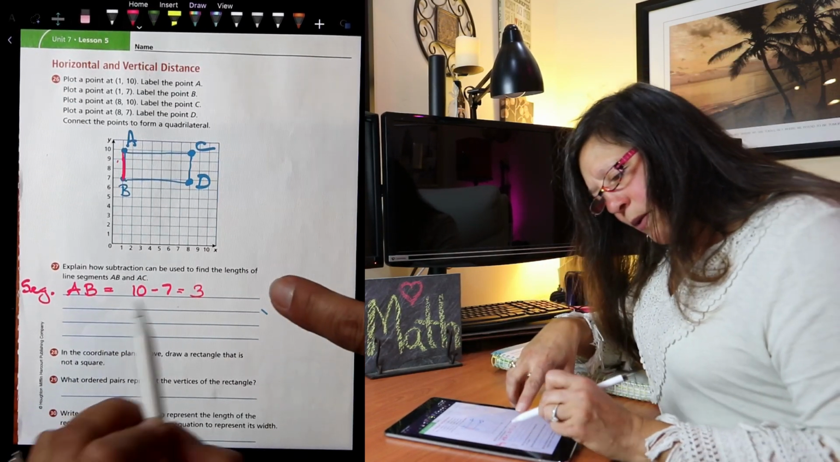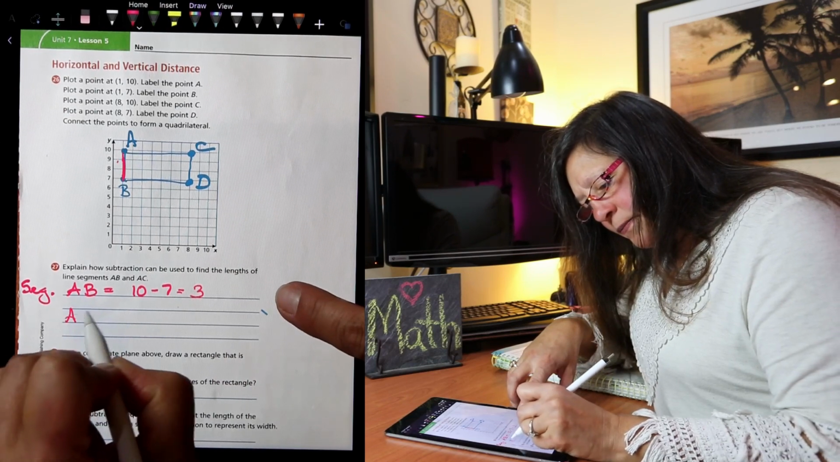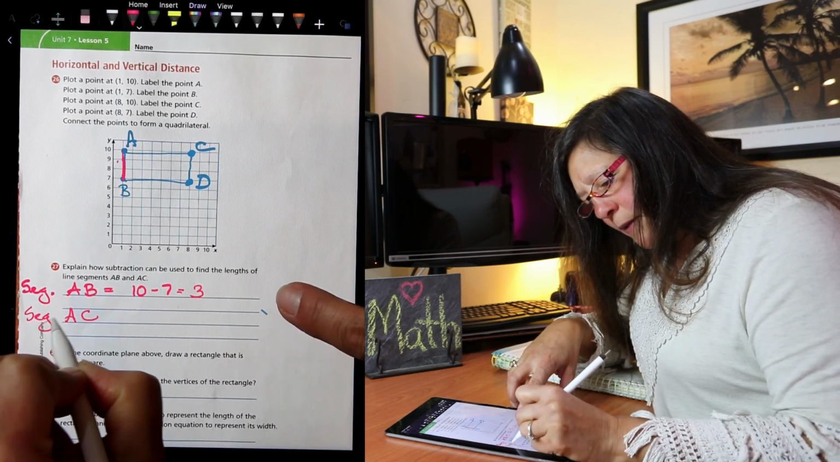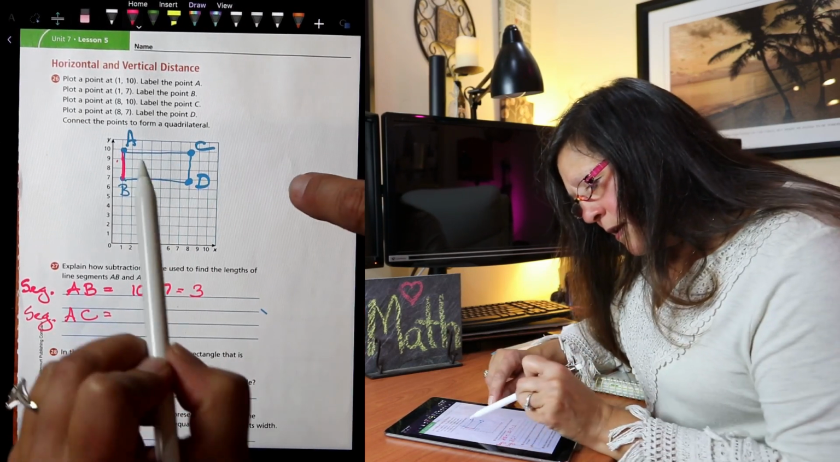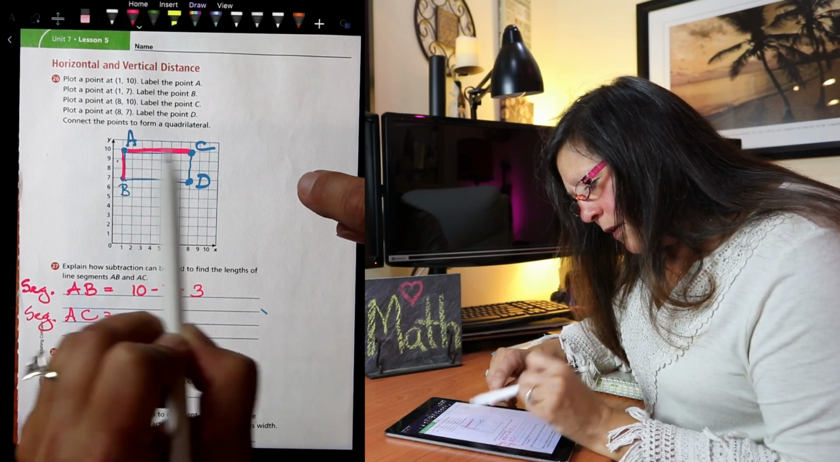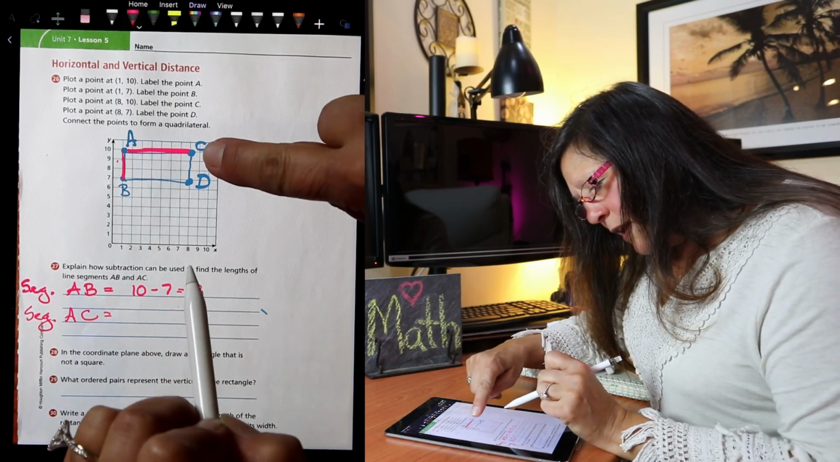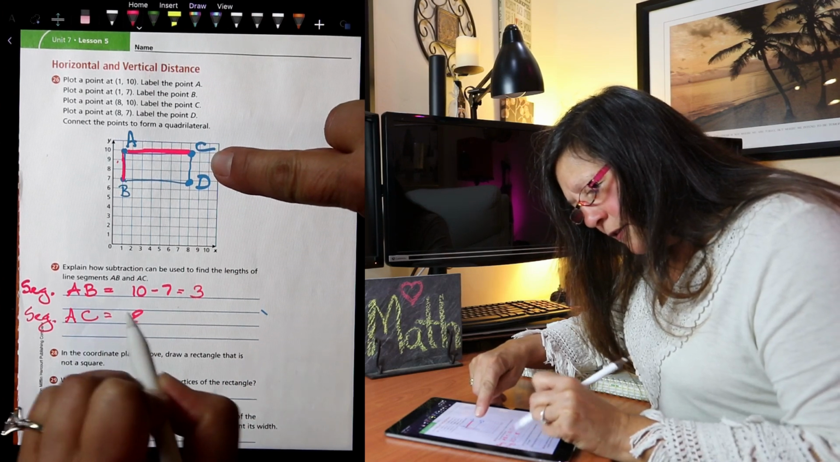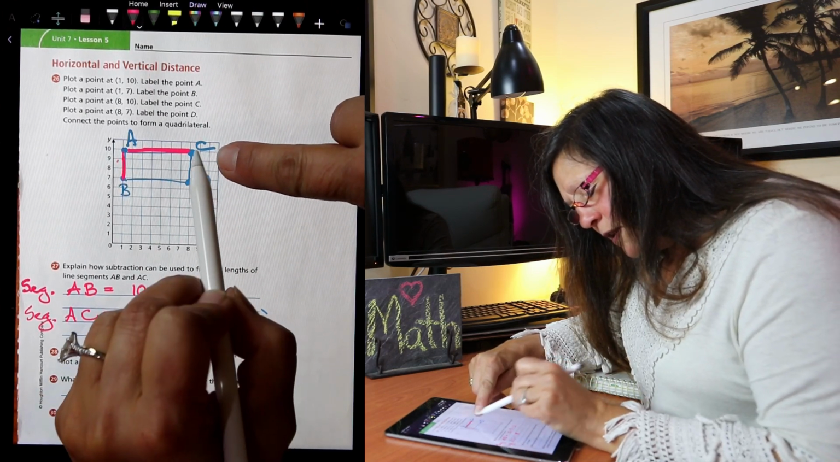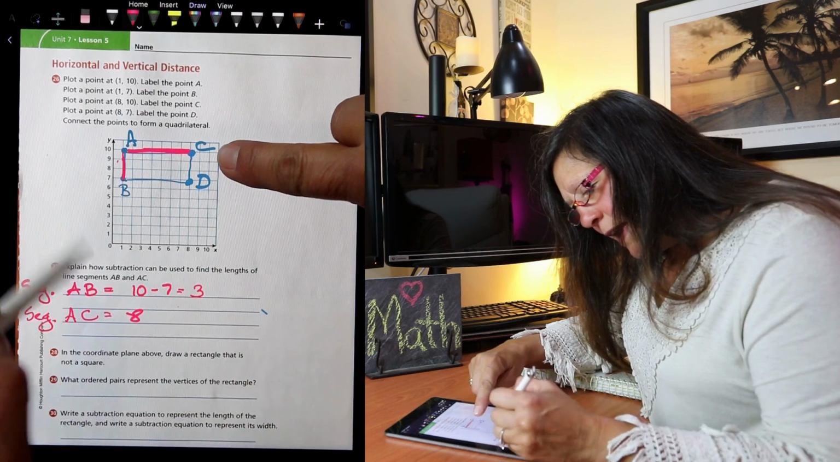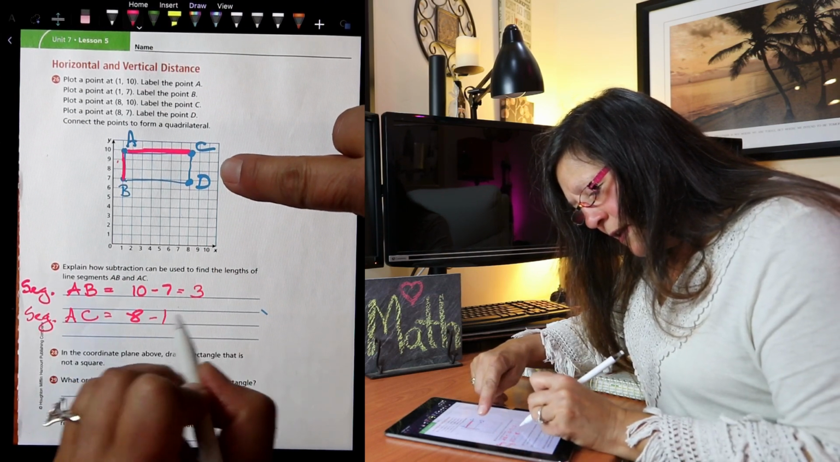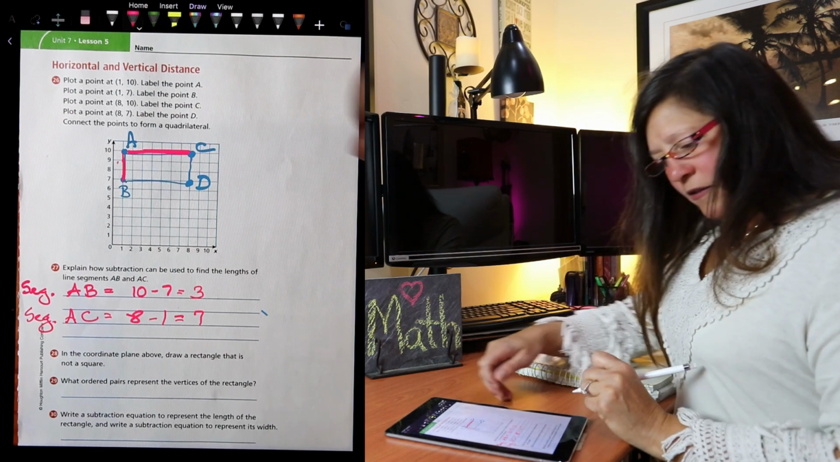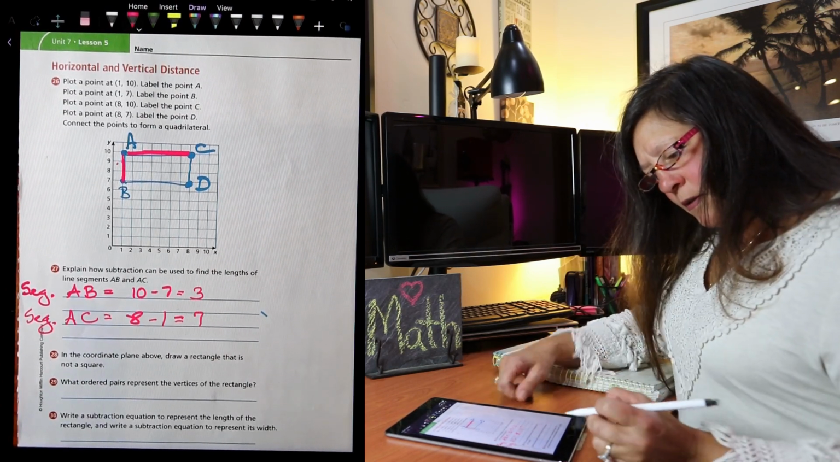Okay, so if we want to know AC, segment AC, that's here to here, right? You're going to take your x coordinates, which would be 8. So here's C, minus A, which is 1. That equals 7. Okay.